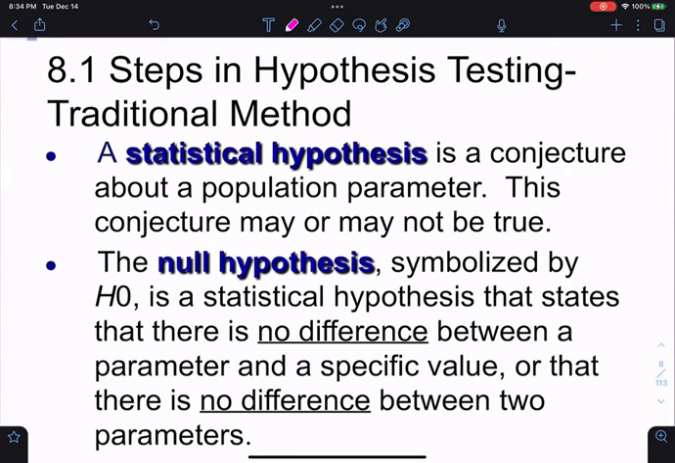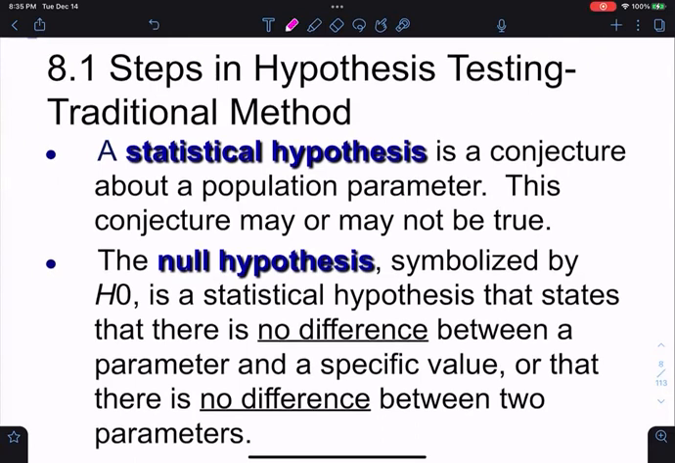Steps in the hypothesis testing: the traditional method. Hypothesis testing or a statistical hypothesis is a conjecture about a population parameter. This conjecture may or may not be true. Yes, sometimes the null is not true, right? Or the alternative. We said we reject or we fail to reject, right?